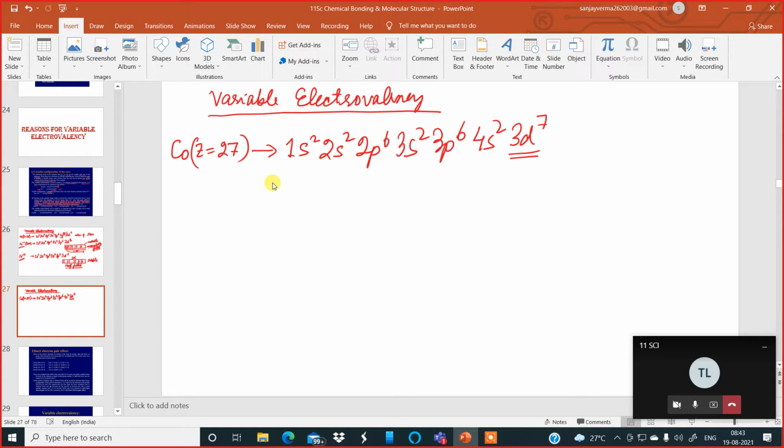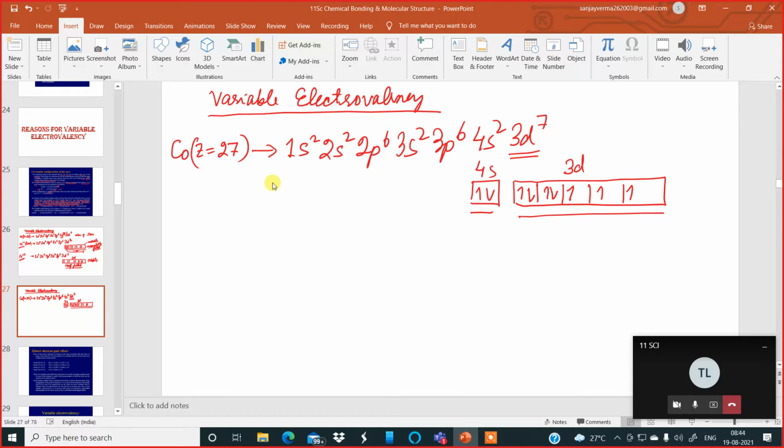Now if you look at the 4s subshell, there are 2 electrons, and the 3d subshell has 7 electrons. Let us fill them. This is 3d, this one is 4s. So 1, 2, 3, 4 and 5. So 1, 2, 3, 4, 5, 6 and 7. So what happens? This is incompletely filled, this is completely filled.